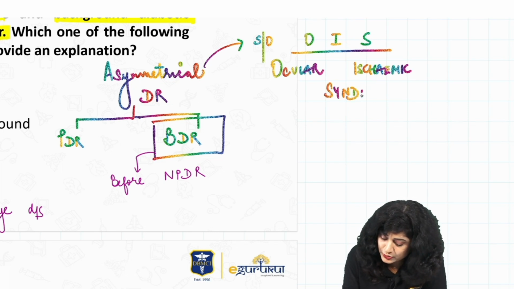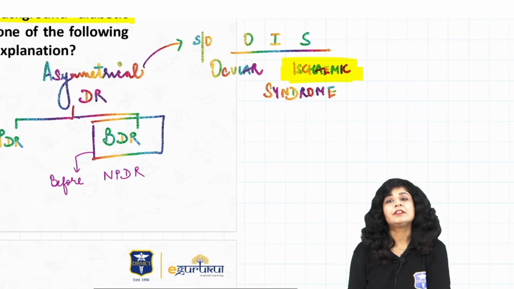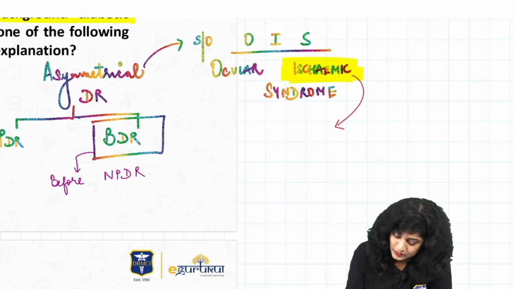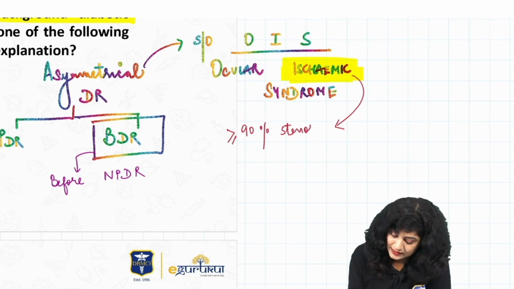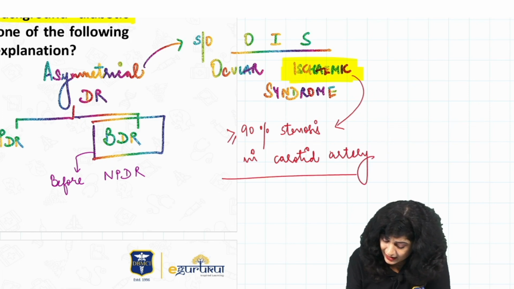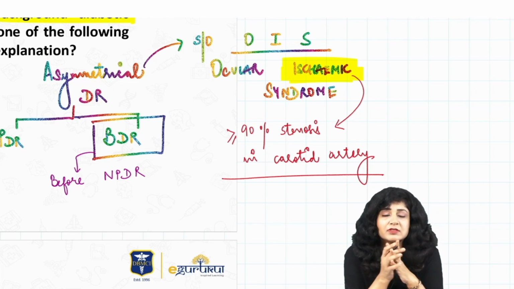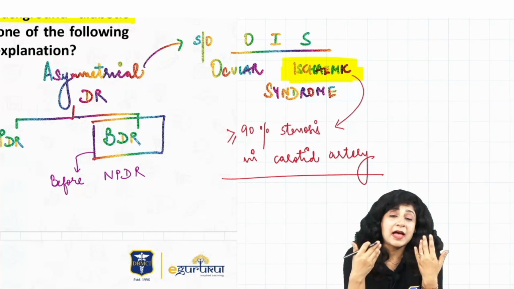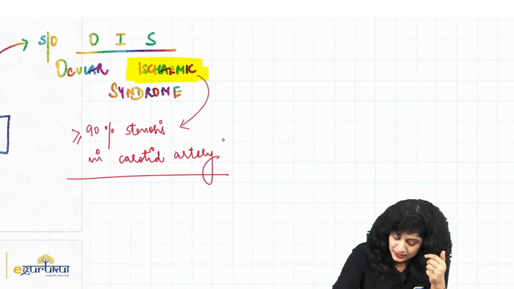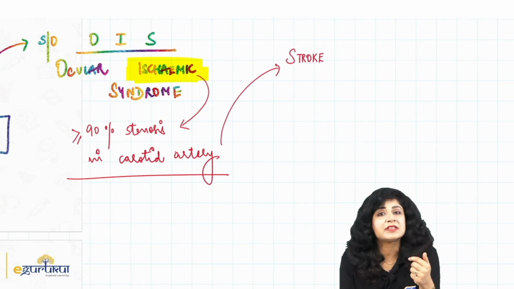So what do you mean by ocular ischemic syndrome? That means we have a lot of ischemia in the eye, and this ocular ischemic syndrome actually takes place when there is more than 90% stenosis in the carotid artery, and there are many presentations of this stenosis of the carotid artery. This is the main blood supply of the eye. So if I am having ischemia in the eye, these patients can present basically as a stroke. Many times these patients present with a stroke.